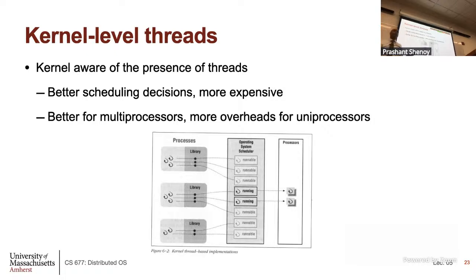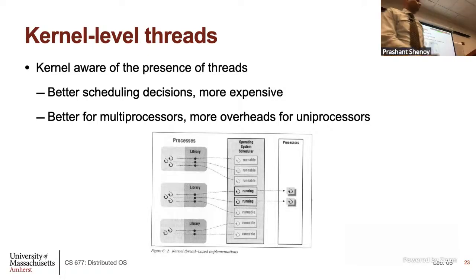But it will have more overhead because the kernel has to be involved in creation and deletion of threads. So thread creation is a system call in kernel level threads. It's a library function call in user level threads. Much cheaper in user level threads than in kernel level threads, but you get some advantages. Another disadvantage, of course, is that you are bound by whatever the OS scheduler policy is. You can't pick your own policy like you could in the user level thread packages.